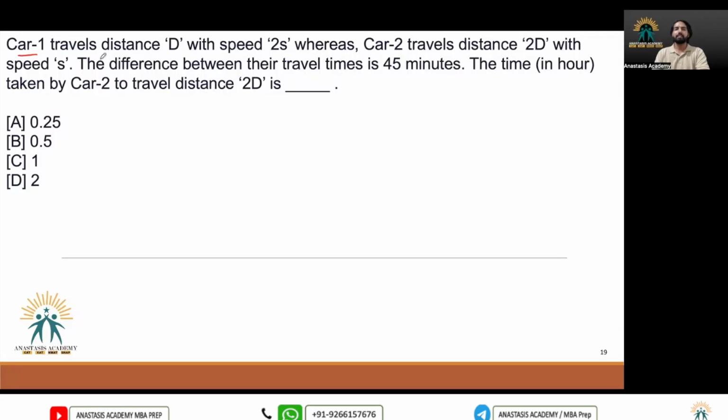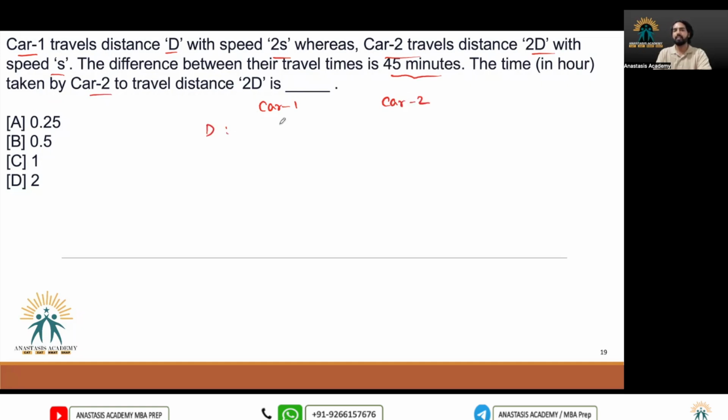Car 1 travels distance d with speed 2s, whereas car 2 travels distance 2d with speed s. The difference between their travel times is 45 minutes. We need the time taken by car 2 to travel 2d distance. So let's just take the case of car 1 and the case of car 2.